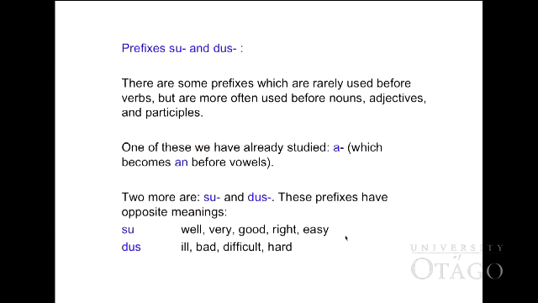Now let's see the prefixes su and dus. There are some prefixes which are rarely used before verbs, but are more commonly used before nouns, adjectives, and participles. One of these we have already studied, a, which becomes an before a vowel. Two more are su and dus. Su means good, well, very good, right, easy. Dus means ill, bad, difficult, hard.